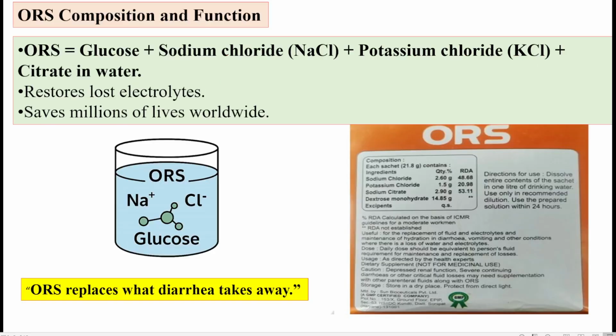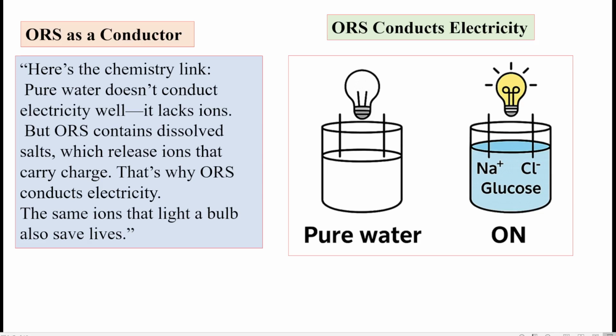ORS majorly contains glucose. Along with that, it contains sodium chloride, potassium chloride, and citrate in water. All these, sodium chloride and potassium chloride, are called electrolytes. So by taking ORS, you can restore the electrolytes. It saves millions of lives worldwide. ORS replaces what diarrhea takes away. Now, this ORS also acts as a conductor. I told you, conductors are the substances which allow the electricity to flow through them.